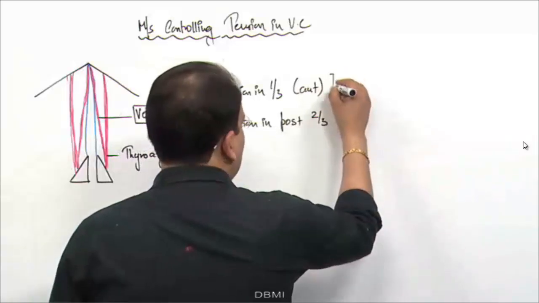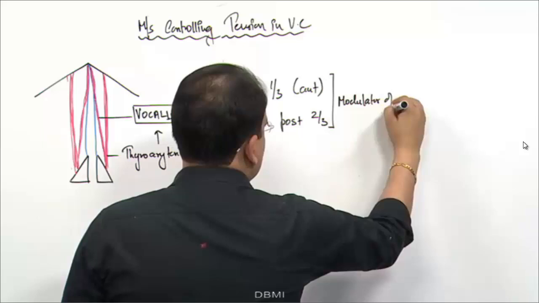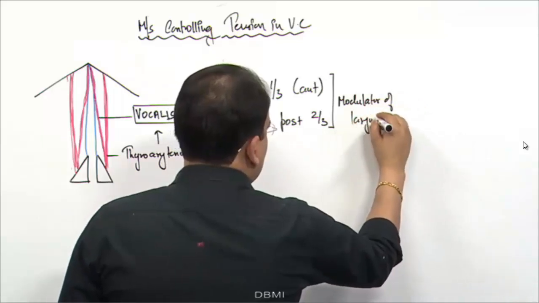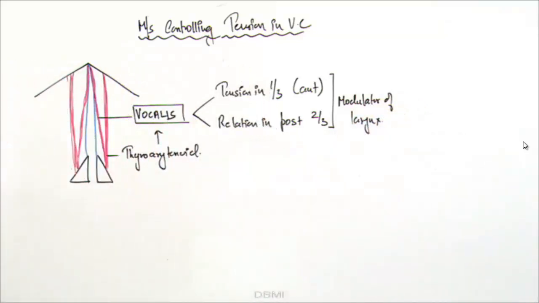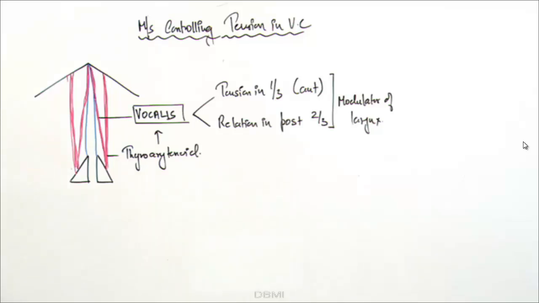That's why vocalis is also referred to as the modulator of the larynx. One muscle doing both functions, tensioning and relaxation, so it is also called the modulator of the larynx. So tensioning and relaxation, both, the vocalis.